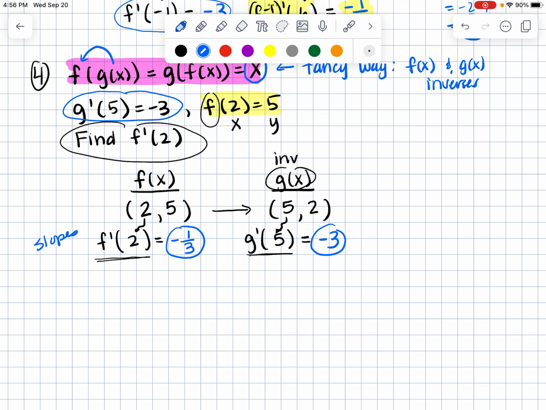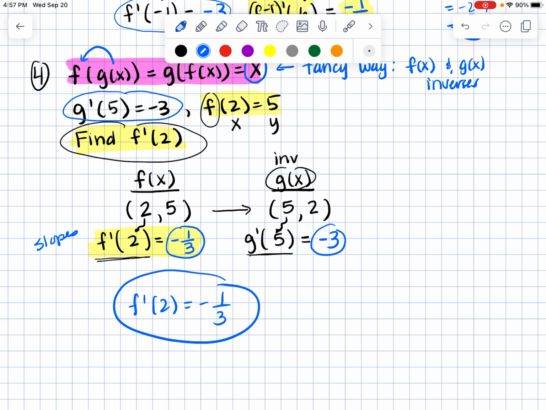Now, the question is, what were they asking me to begin with, right? The question was find f prime of 2. Again, once my table's complete, I should be able to answer any of these questions. So it says f prime of 2 is -1/3. So that is my final answer. f prime of 2 equals -1/3.